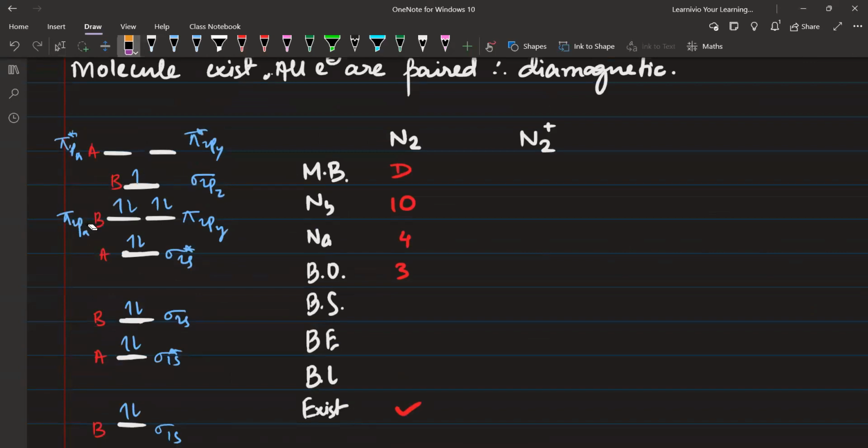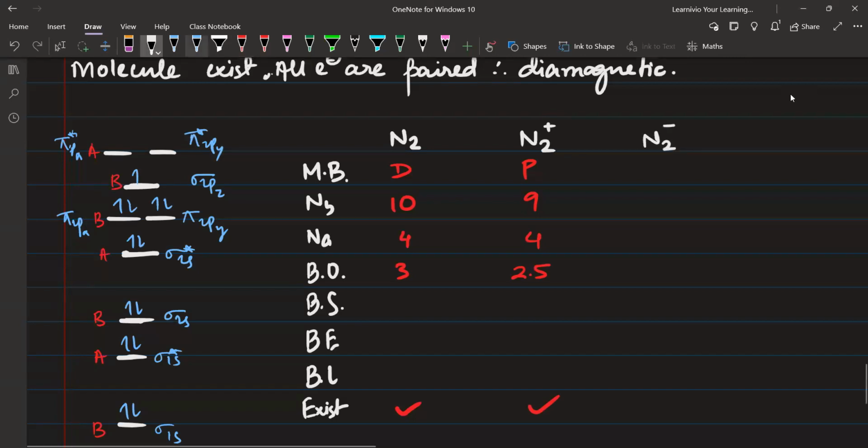Now once you remove the electron, we have removed it from bonding. First thing that changes is that it becomes a paramagnetic substance. We have removed from bonding. That means it will become what? 9. This will be 4 and this will be 2.5. Does it exist? Yeah, it is going to obviously exist because there is a bond present between them. What will happen if I have N2 negative?